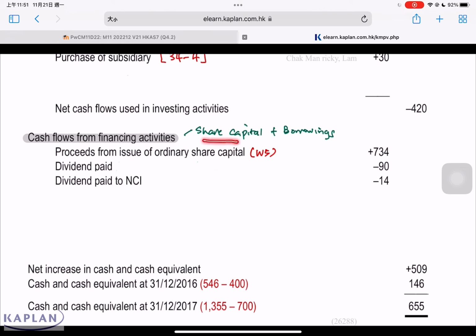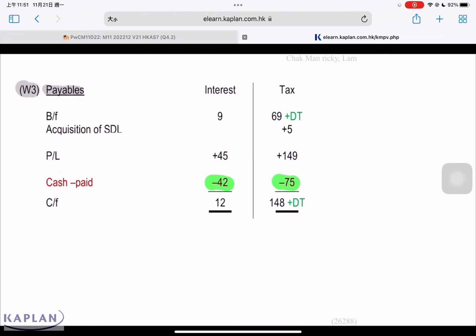We've discussed the share capital. Now look at borrowing. Borrowing is payable. Can we go back to working number 3? This is my working number 3. Just now we talked about interest payable and tax payable. Now we talk about other payables. The other payables here are first the lease payable and also the bank loan payable. We need to know the opening and the closing balance from the balance sheet.